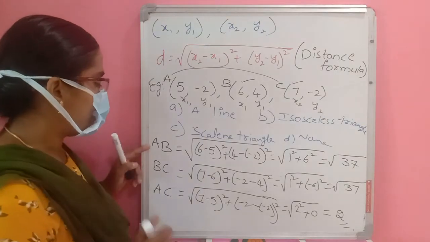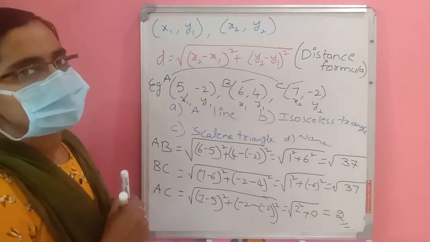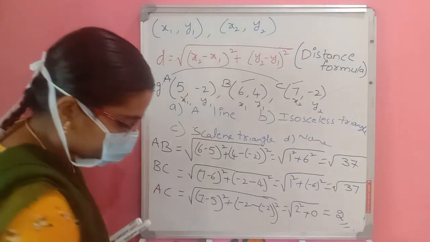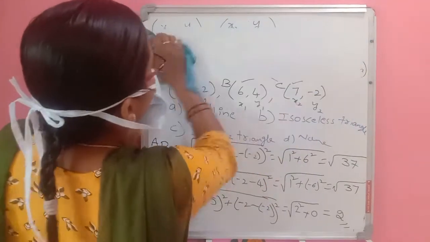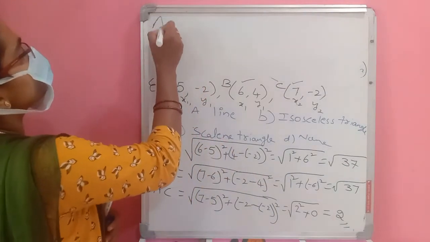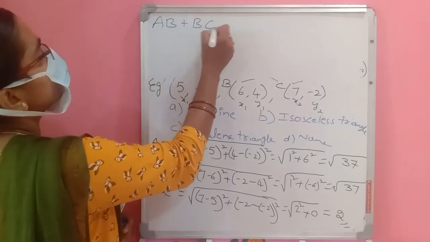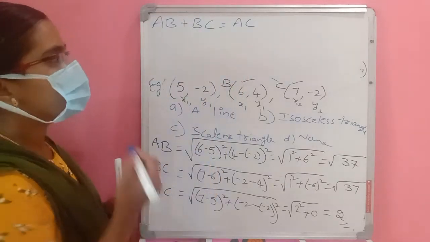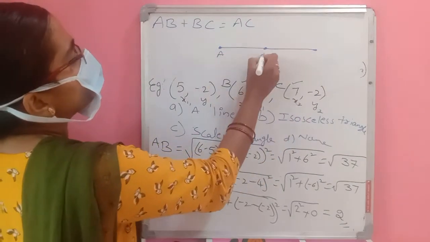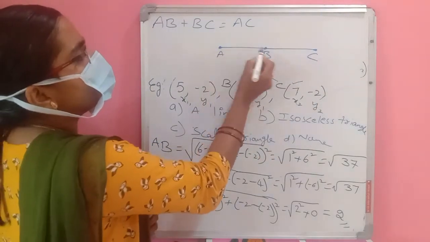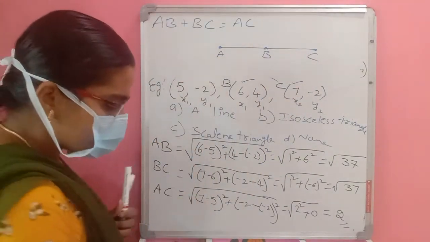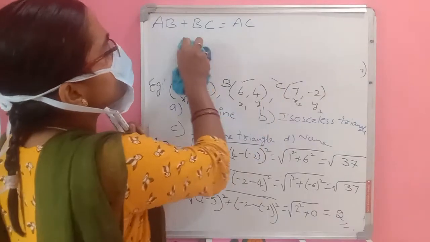So we have 3 values, AB, BC and AC. So are these a line? If these make a line, wait a moment. If these points make a line, AB plus BC should equal AC. Why? Because these 3 are points on a line. If these are 3 points on a line A, B, C, then AB plus BC should equal AC. Then only we can say these 3 points are on a straight line.